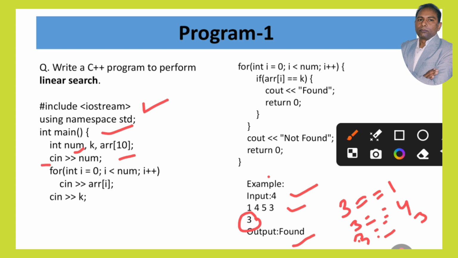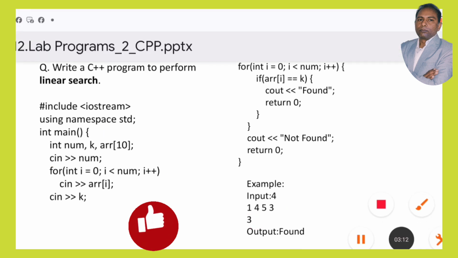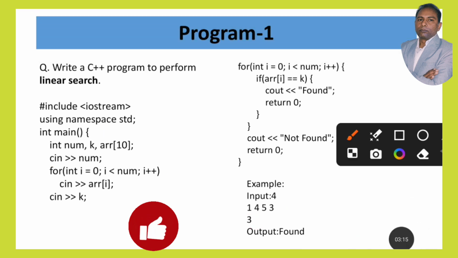Then we will ask the user to enter the number of elements present in the array. Then we will ask the user to enter the elements of the array. For example, here 4 is the number of elements in the array, and 1, 4, 5, 3 are the elements of the array. Then we will ask the user to enter the element to be searched, that is k, the element which we want to search.